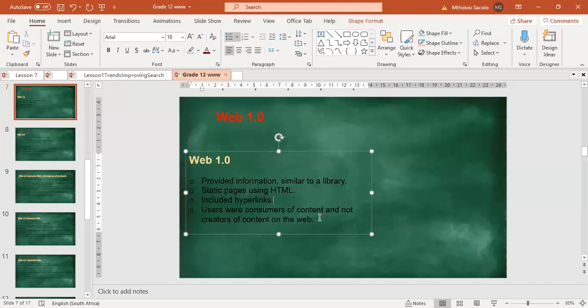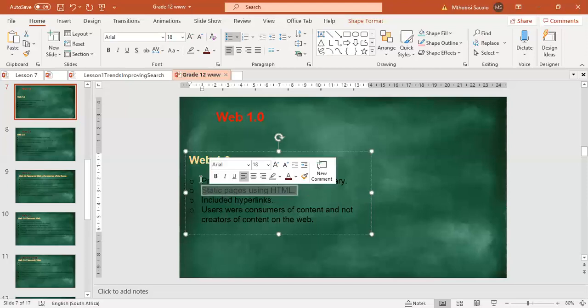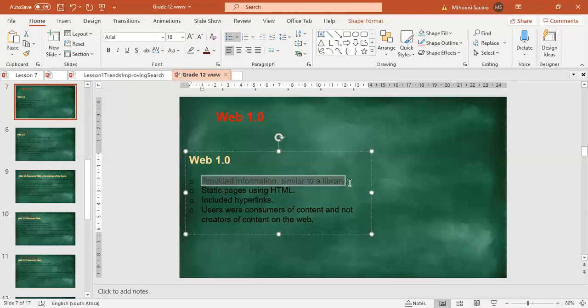The form of communication that we had on these websites was only via email. We did not have social networks and all of those things. The only way for communication here was via email.